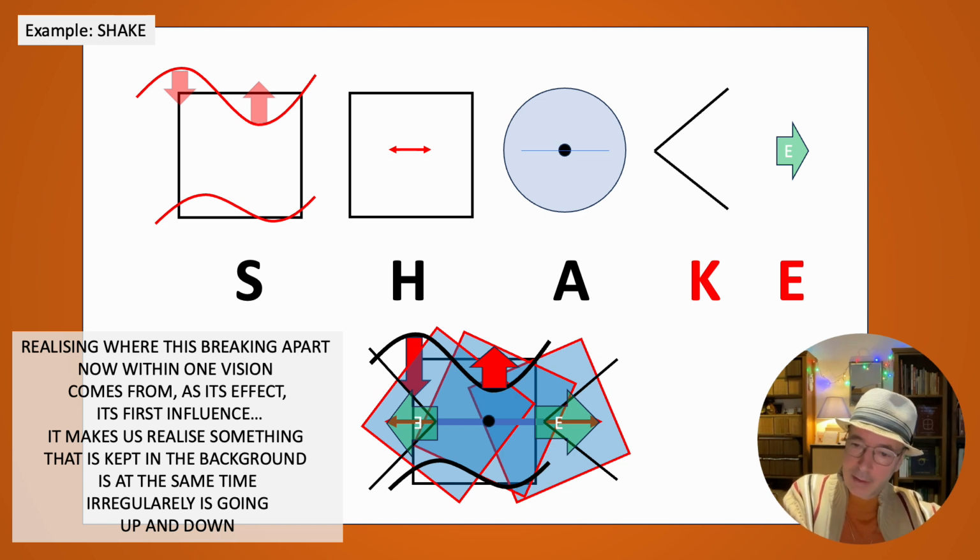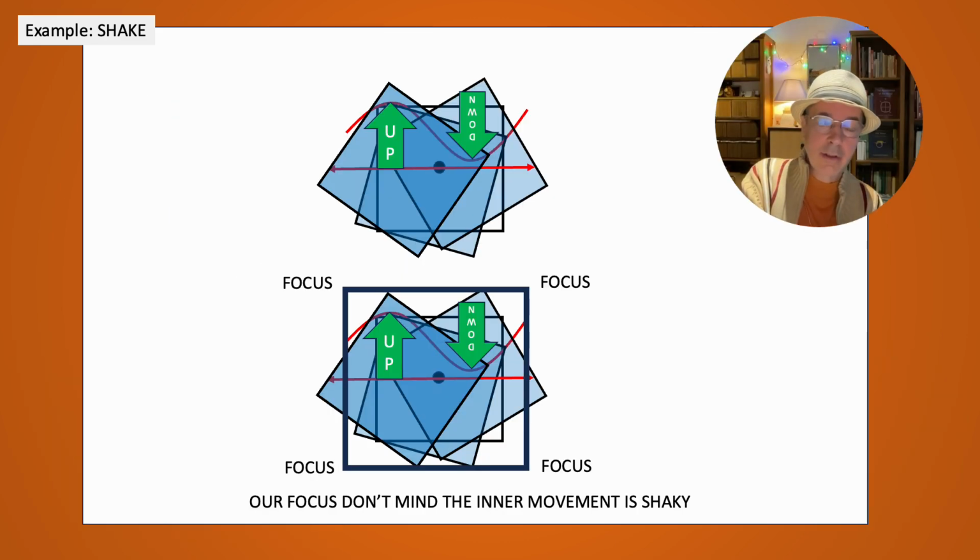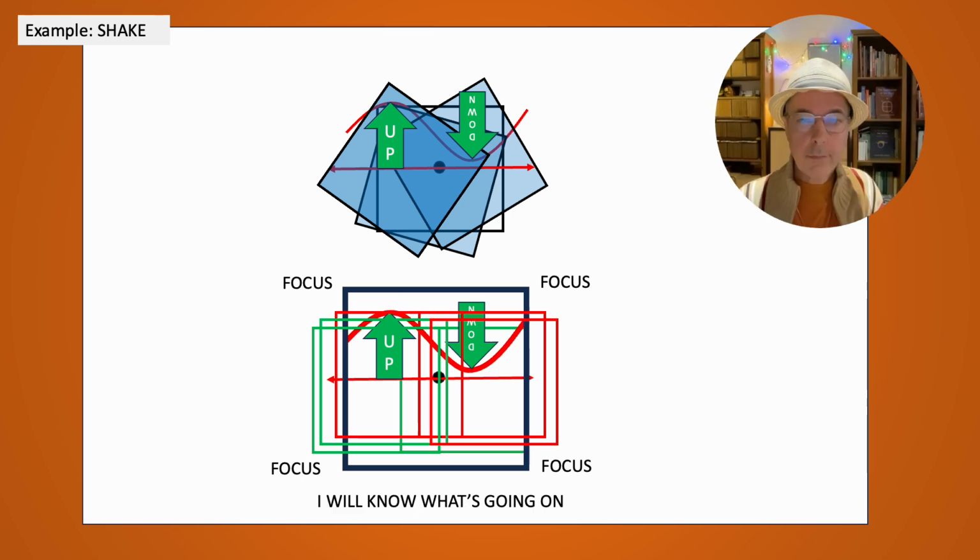S is far away, it is very far away in the background. That's also part of the theory. At the same time, irregularly, this S is going up and down. And that's the background thing. This up and down is just in the background. And we don't mind that the things are shaking up and down, like with the S movement. Our focus itself remains focused, while the other movements in the background fluctuate.